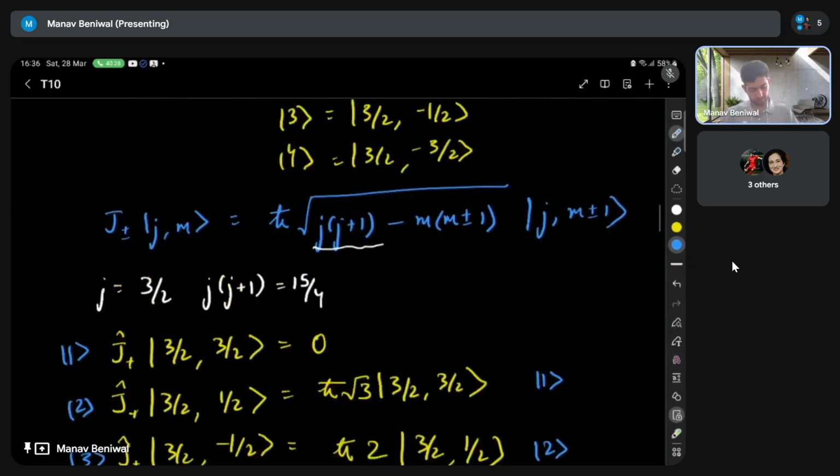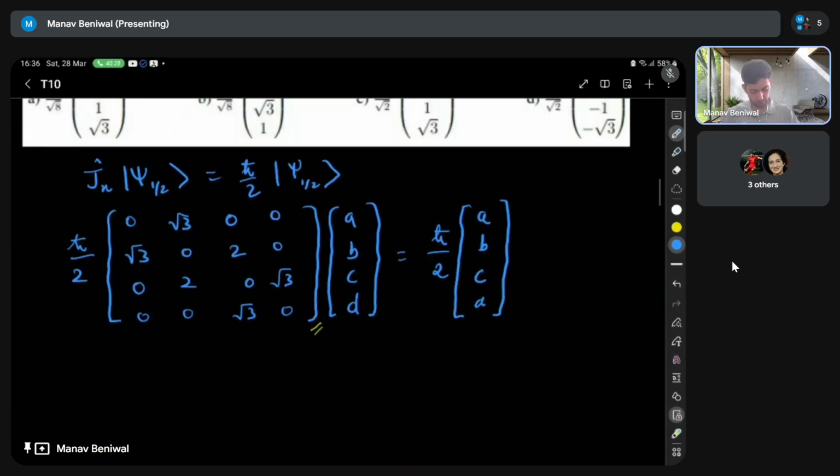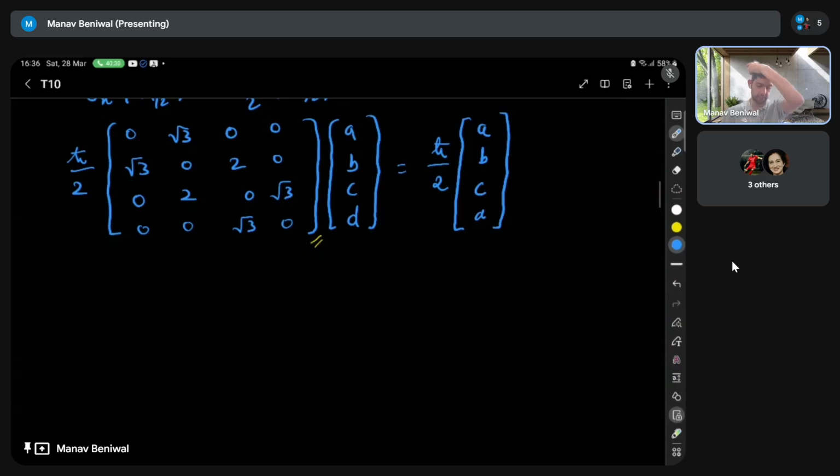Good. So should we now move back to the problem? Here I have written the same form of jx. You can see we have these root 3, 2, root 3 and then root 3, 2, root 3 coming from j plus and j minus respectively. Now we can straight away cancel out these h cut by 2 terms, they'll just cancel out.